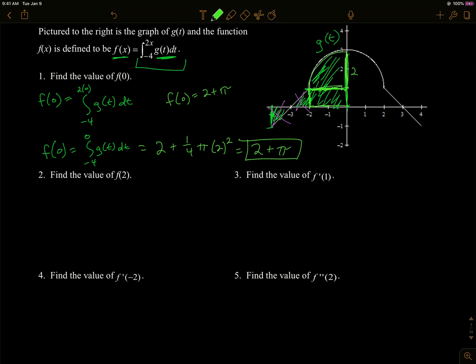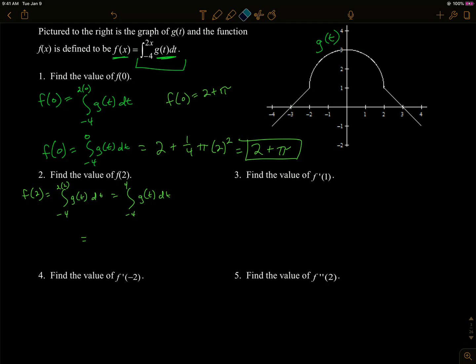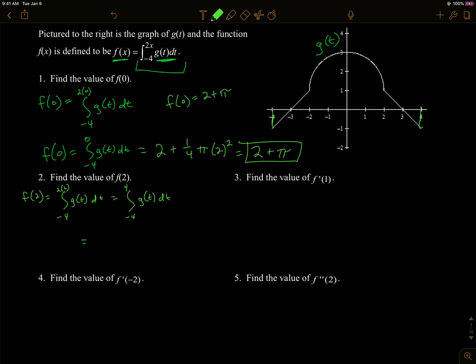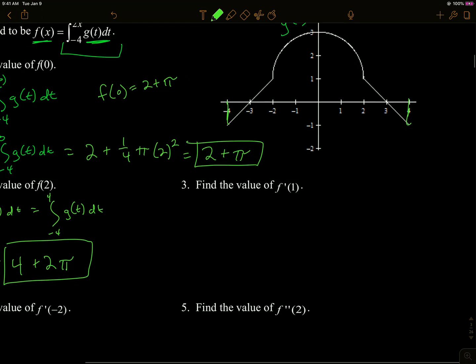Find the value of f of 2. So now that's the integral from -4 to 2 times 2 of g of t dt. So that's going to be equal to the integral from -4 to 4 of g of t dt. You can pause the video here and try to work this out on your own, and see if you get the right answer. We're going from -4 to 4. All right, welcome back. So you should have gotten 4 plus 2 pi. If you didn't get that, you can ask me in class about it.